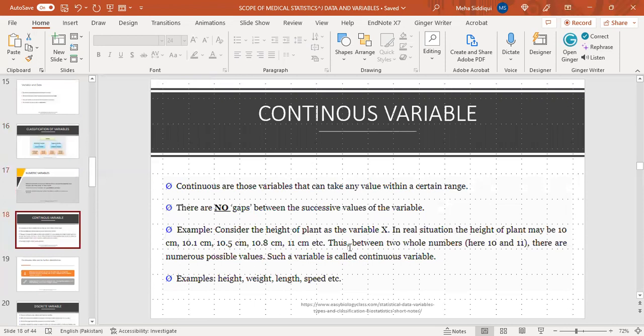Continuous variables are those variables that can take any value within a certain range. There are no gaps between the successive values of the variable. For example, consider the height of a plant as variable x. In a real situation, the height of a plant may be 10 centimeter, 10.1 centimeter, 10.5, 10.8, or 11 centimeter, etc. Thus, between two whole numbers, that is 10 and 11, there are numerous possible values. So such a variable is called a continuous variable. For example, height, weight, length, speed.